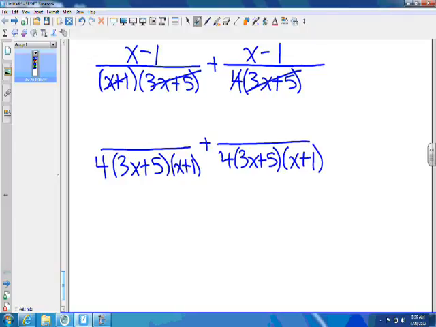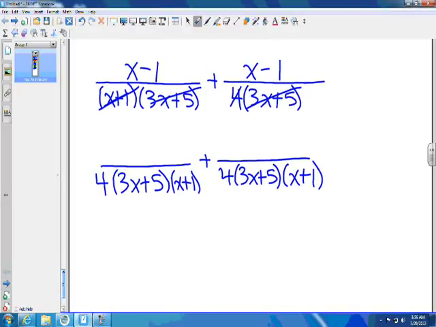Once again, what's missing in the first? We had this, now we have this. So we take the top times 4, and we would get 4x minus 4. What's missing on this one? x plus 1. Guess what that means?